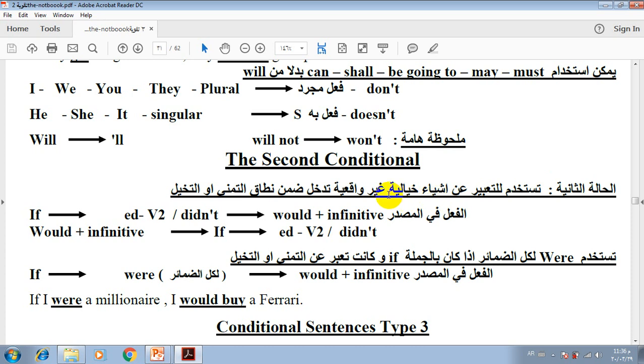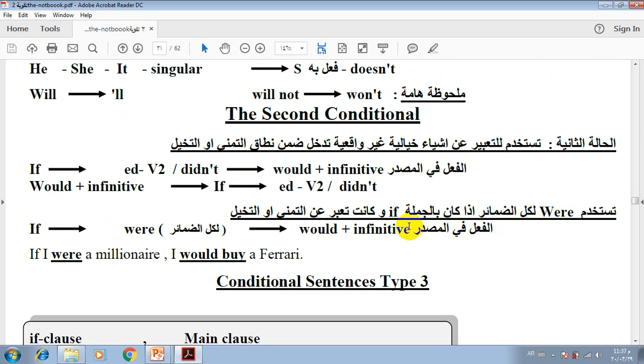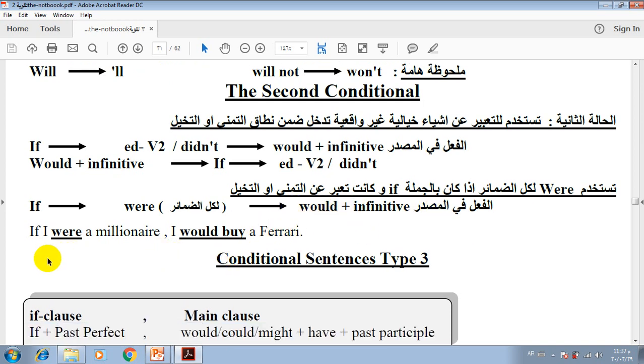The second conditional, we use it when we want to express something we imagine to happen or something unreal, or when you hope to do something. Like you see, if and the verb in the second form, and in negative didn't plus infinitive. In the second sentence, we use would plus infinitive. If we put if in the middle, we put before it would plus infinitive, and after it we use the second form or didn't in negative. We use were with all pronouns if we express imagination or hope. Like you see in the example, if I were a millionaire, I would buy a Ferrari.